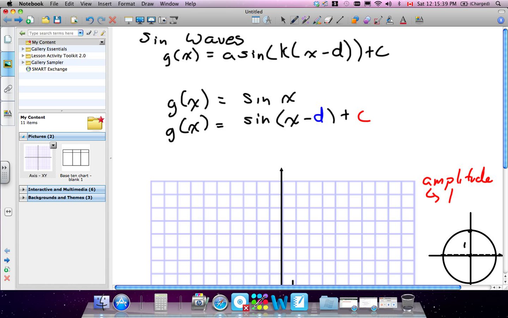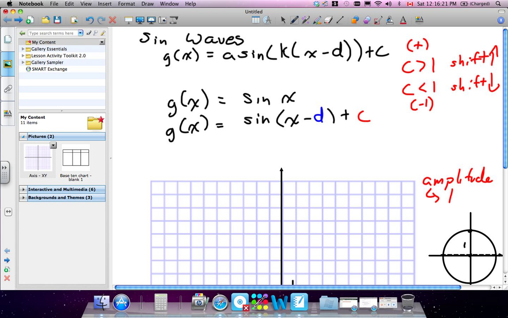Now these have the same idea as when we were doing transformations of parabolas, if you remember. C deals with shifts vertically on the y-axis. So if C is greater than 0, in other words, it's positive, you shift upwards. So shift up. If C is less than 0, or negative, shift down.